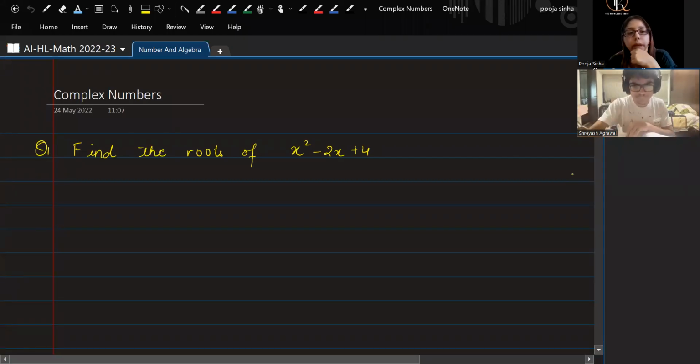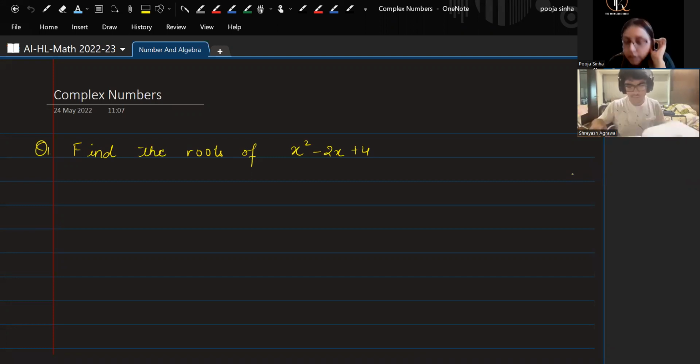You must be wondering, why am I asking about quadratic equations and complex numbers? You'll get to know very shortly how they are connected. Okay. I want you to find the roots of this equation, which is x square minus 2x plus 4.